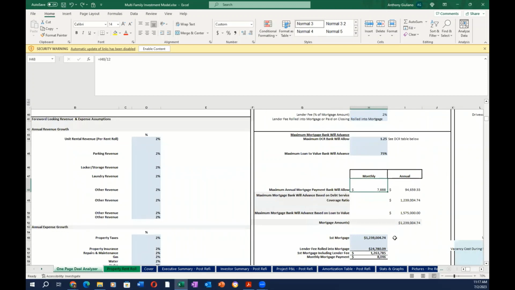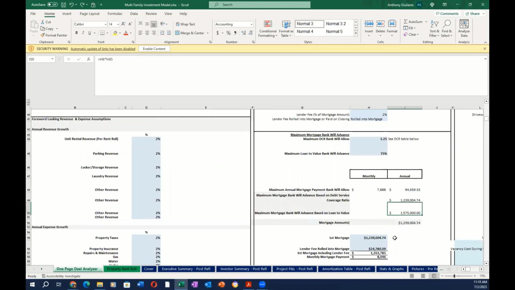So now that we know what our monthly and annual payment will be, we know that based on the debt service coverage ratio that I've entered above and the maximum loan to value, the loan that the bank will advance me on this $2.1 million property is $1.239 million.